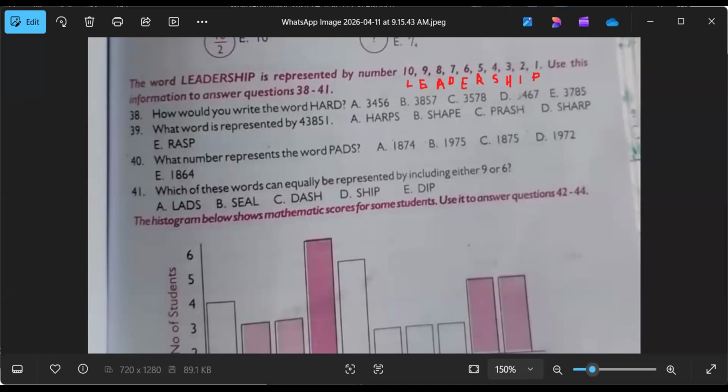Okay. What's the next? How about the next one? 1, 8, 1, 8, 1, 8. D is what? 1, 8, 7. 1, 8, 7 is 4. 1874. A.